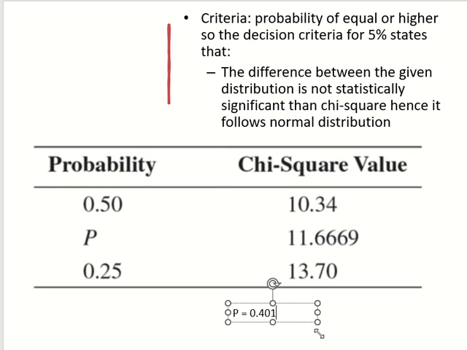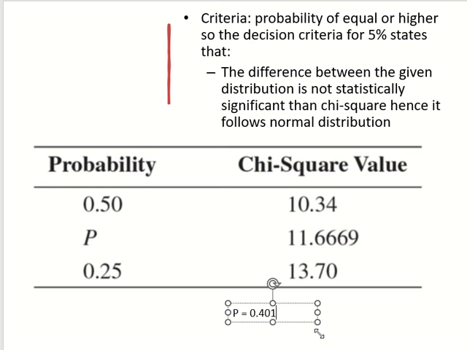So I am looking for a P of how much? 0.05. Is this more than that or less? More than that. Everybody now agrees. It's more than that. If it is more than that, then the rule says that the data has normal distribution.